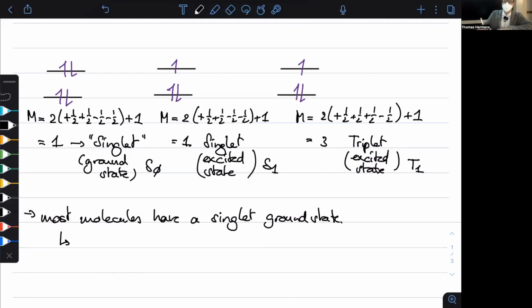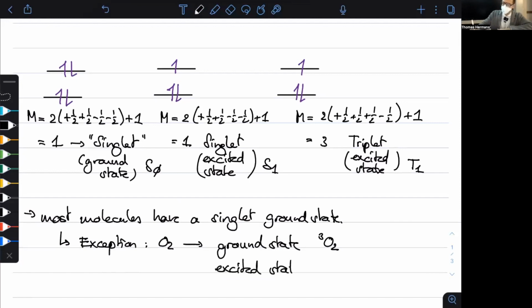Of course, there are exceptions. Always, when I say always or most of the times, there's usually an exception. The exception here is oxygen, for example. Oxygen's ground state is a triplet. You write it like this, triplet oxygen. And the excited state is singlet oxygen. You might have heard about that.